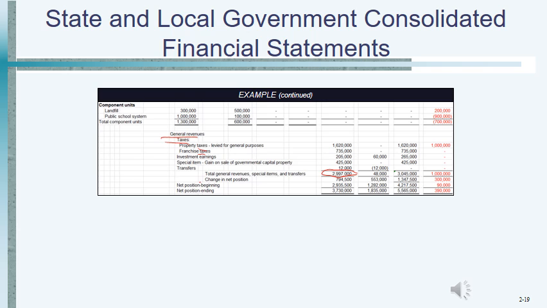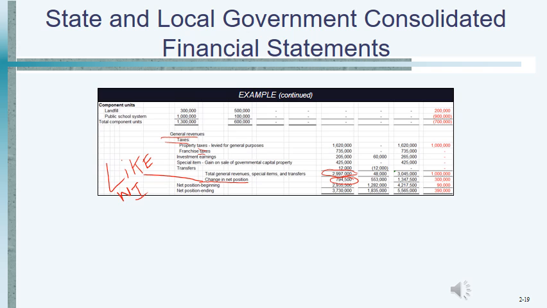And we are left with, and remember, change in net position is like our net income. Okay, we don't call it net income, but it's like net income. We call it change in net position. And so this government had 794,500 that was left over.